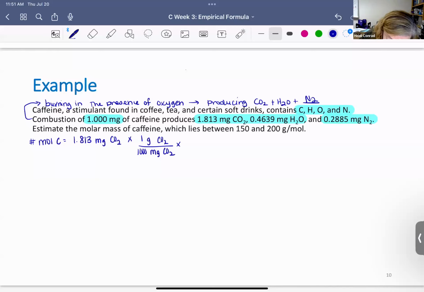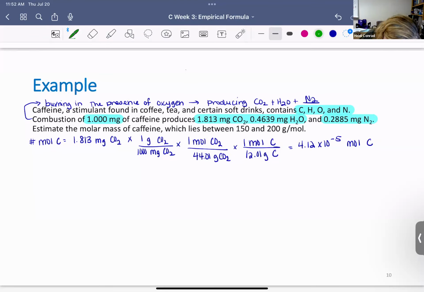Let's see. This is giving me the grams of CO2. So now I need to go to moles of CO2. CO2 weighs 44.01 grams. And then carbon, 1 mole of carbon, 12.01 grams. Gives me 4.12 times 10 to the minus 5 moles of carbon.